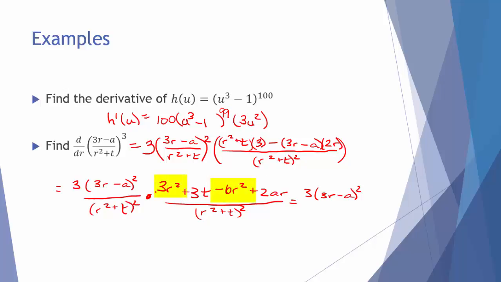In my numerator, I have 3r squared minus 6r squared. That'll give me a negative 3r squared. Plus 3t won't combine with anything. Plus 2ar doesn't combine with anything. All over, when I multiply my denominators, I'm going to get r squared plus t to the 4th power. And it looks like that's going to be about as nice as I can get this. So that's my derivative. Let's take a look at another example.